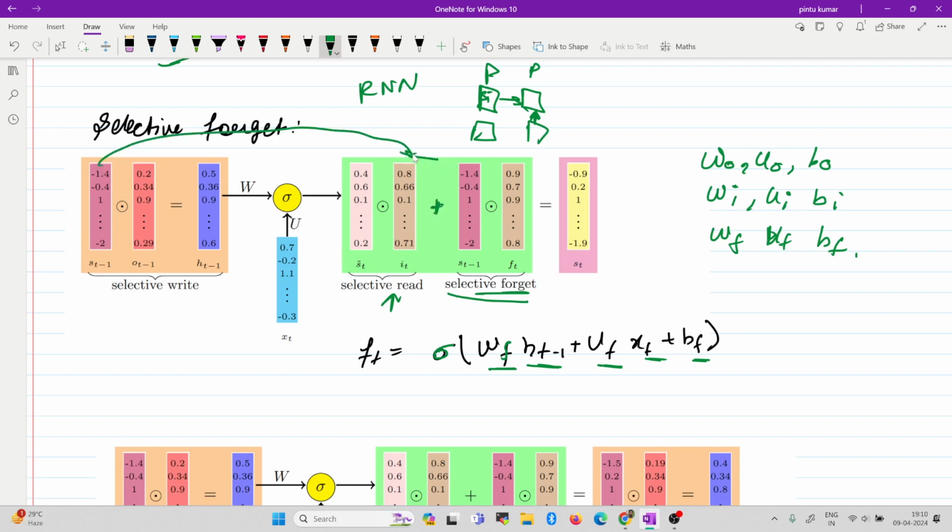Do we need all the information from the previous step, or do we need to forget some information from the previous step? So in this step, whatever unnecessary information that we have in t minus 1, it will forget that particular information. So from here we will obtain s t minus 1 point-wise multiplied with my forget gate.